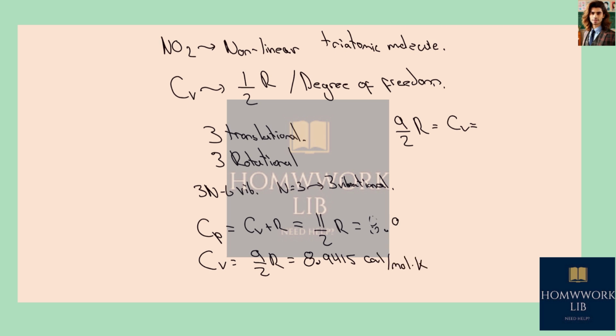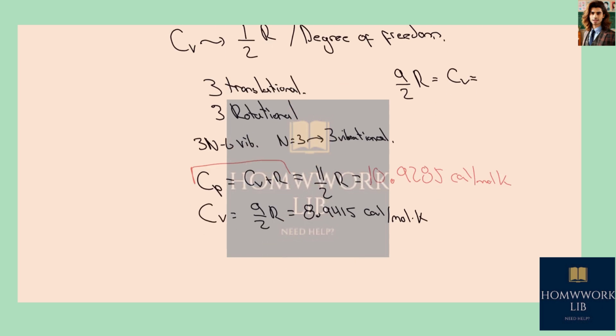And over here, we would have the value for Cp, one value of R higher, because we're considering that this is going to be an ideal gas and we can employ this approximation. Remember that this relationship between Cp and Cv is only valid for ideal gases. So over here, the value becomes 10.9285 calories per mole Kelvin. So this would be our final results for Cp and for Cv.